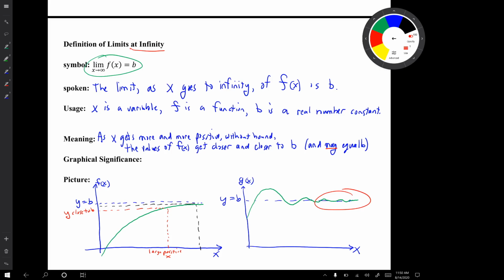So this kind of behavior I would describe as a horizontal asymptote. So I would say that the graph of f or g has a horizontal asymptote, and I should say that the asymptote is on the right. So the graphical significance is the graph has a horizontal asymptote on the right, and we should say even more. We should give the equation of the asymptote. Remember, the form of the equation for a horizontal line is y equals b.